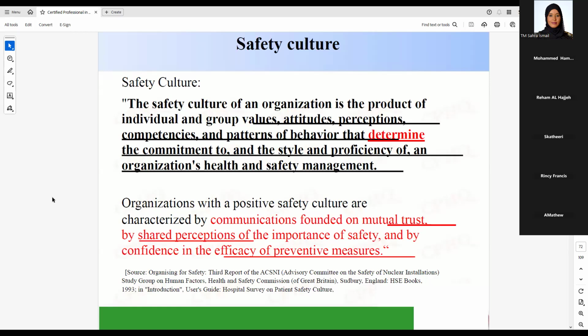We talked about safety culture. Again, we said it's the values, attitudes, perception, competencies, and the pattern of behaviors that determine the commitment to and the style of an organization's health and safety management program, and that organizations with positive safety culture have mutual trust and shared perception of the importance of safety. And then they also have confidence in the efficacy of their preventive measures.